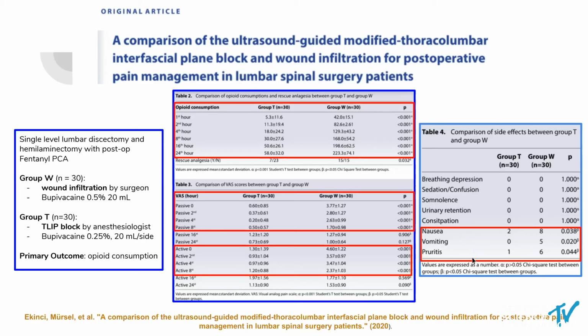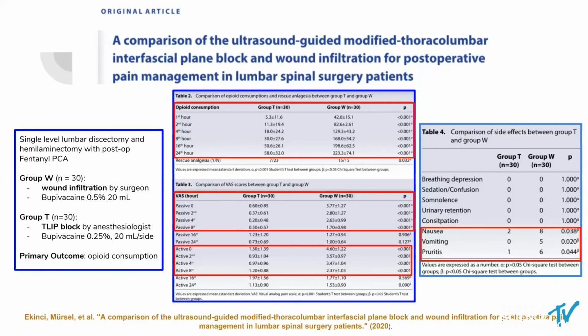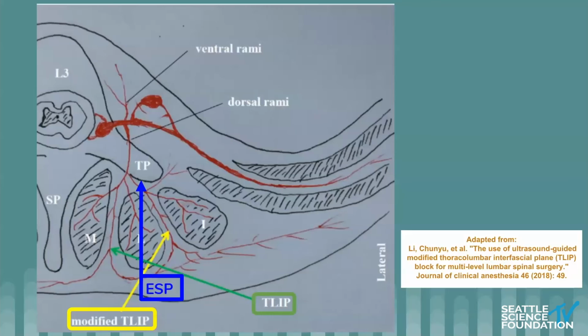So how does the Tlip compare to the Erector Spinae plane block? Both with the Tlip as it was originally described and with the modified Tlip that was described in that comparison study I just showed you relative to wound infiltration, what you're doing is essentially injecting local anesthetic between the component muscles of the Erector Spinae complex, and then that local anesthetic will backtrack to the dorsal primary ramus and anesthetize that.